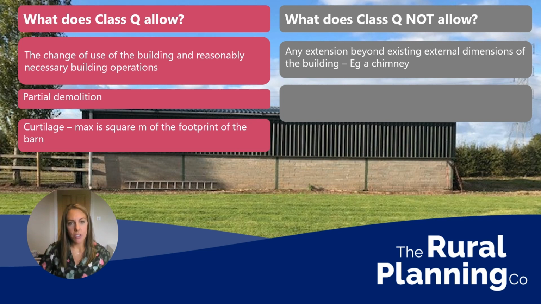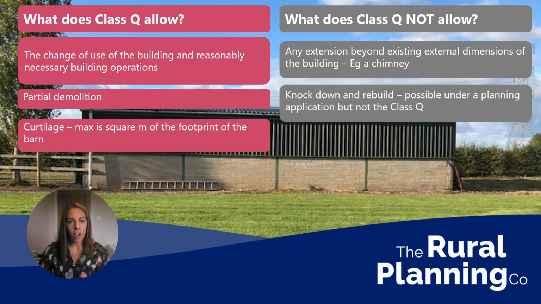What Class Q doesn't allow is any extension beyond the external dimensions of the building. So it's very limited: you have to keep the size exactly the same as the current dimensions of the building, to the point at which you can't even put a chimney on, a flue on, a balcony or anything. That's not to say, again, that you can't do it via a planning application afterwards, but you can't do that through the Class Q process.